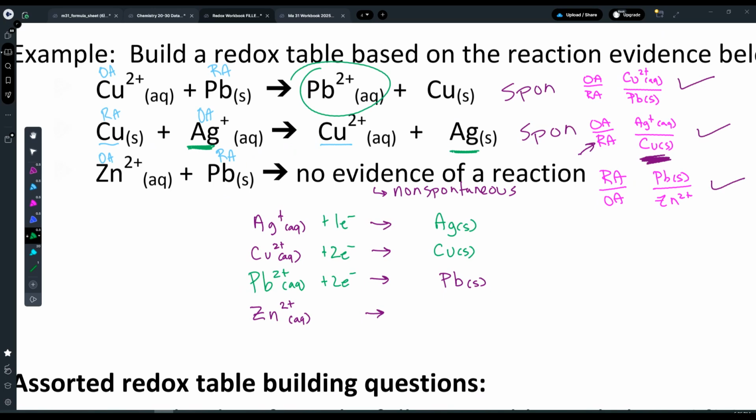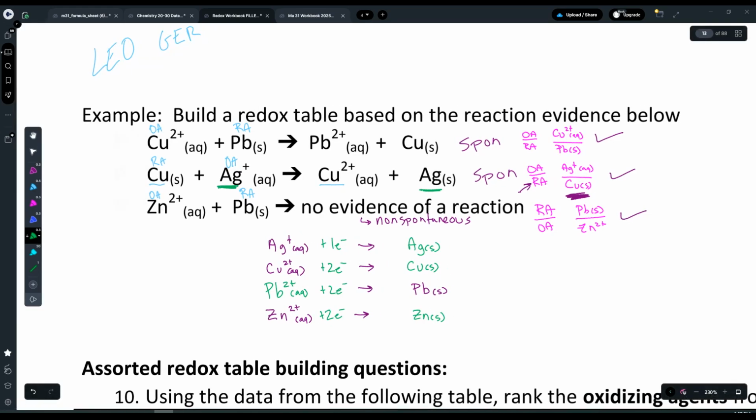For zinc, like I said before, zinc only has 2 options. It's either a 2+ charge or a neutral charge. So zinc 2+ goes to zinc solid, and in order to go from a 2+ charge to a neutral charge, you have to gain 2 electrons. Remember when you're building out these reactions, always include states. Electrons don't get states, but ions and solid metals sure do. So just watch out for that. You need to include states.